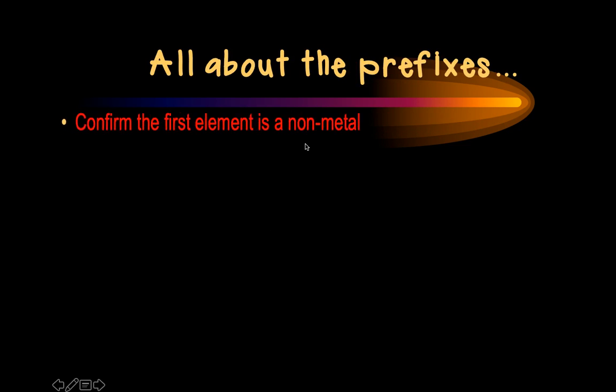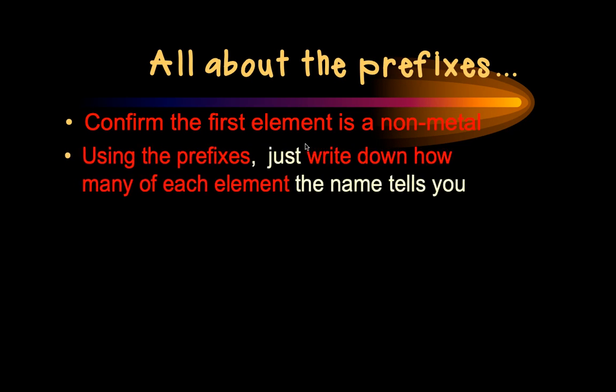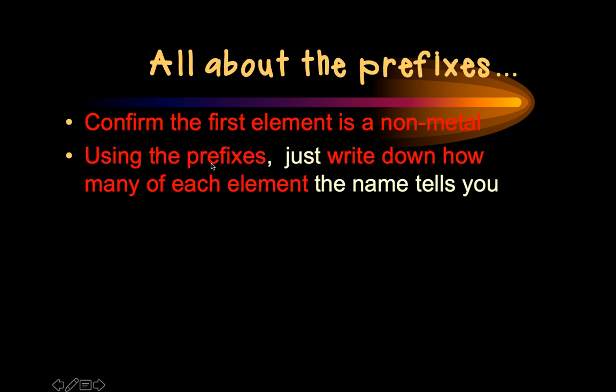And it turns out it's all about the prefixes. So the first thing you do is you check to see, is that first element a nonmetal? If it is, you look at prefixes from the name and you just write down how many of each it tells you. If you aren't familiar with prefixes, there is also a list of 1 through 10. That's as far as you need to go for this class on your ion guide sheet. So if you didn't remember that di means 2 or tetra means 4, that's okay. You can look it up. It's on your ion guide sheet.